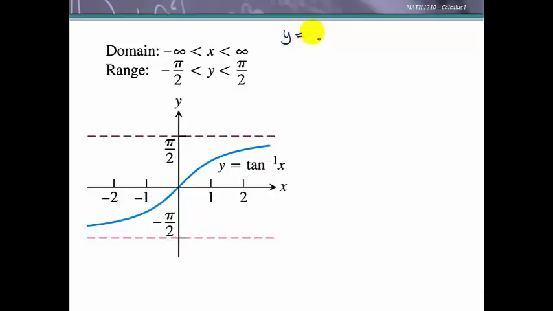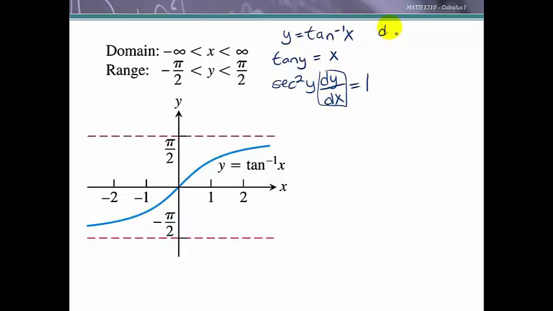We are going to do this very much like we did the inverse sine. So first we will take the tangent of both sides, and then we will use implicit differentiation. The derivative of tangent of something is secant squared of the something times the derivative of the something. Okay, the derivative of x is 1, so we can solve this for dy/dx, and we would get 1 over secant squared y.